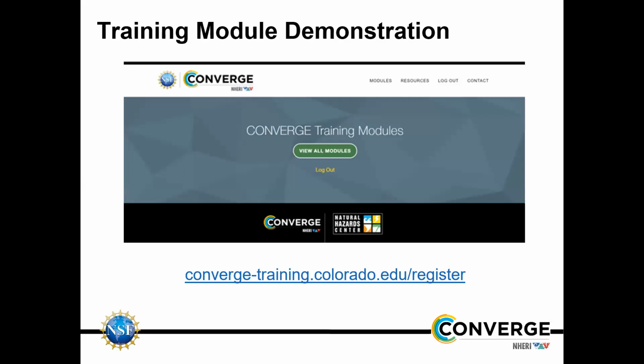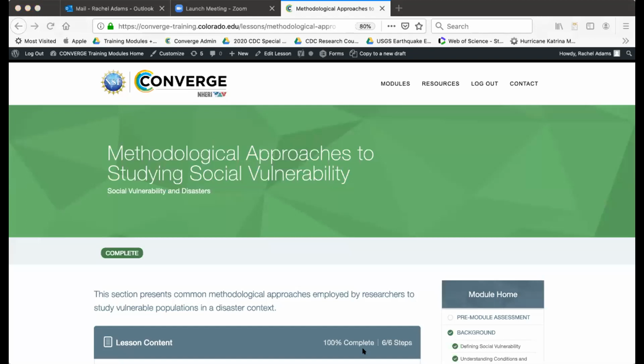I am now going to introduce Rachel Adams, a postdoctoral research associate at the Natural Hazards Center and the CONVERGE project. She is going to share her screen and conduct a demonstration of the Social Vulnerability and Disasters CONVERGE Training Module. While Rachel is getting her screen ready, let me remind everyone that you can register for the module at converge-training.colorado.edu/register. Rachel, over to you.